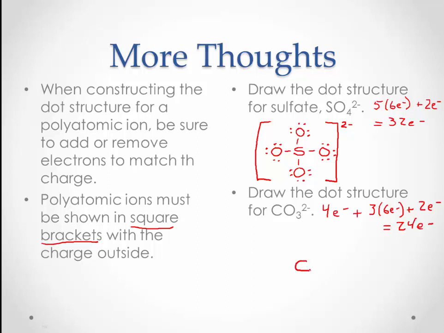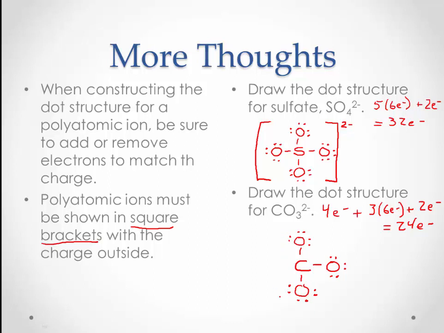So we put carbon in the center. We join 3 oxygens with single bonds. So that's 2, 4, 6, 8, 10, 12, 14, 16, 18, 20, 22, and 24. Now, if you're not careful, you might think, oh, good, I'm done.